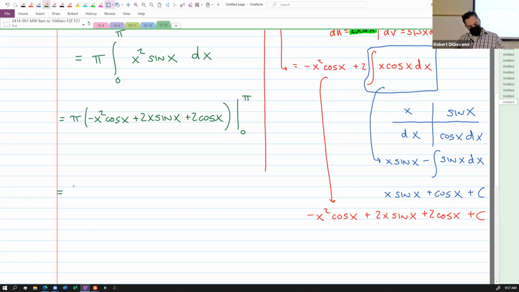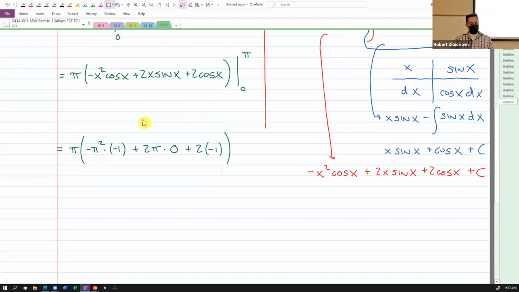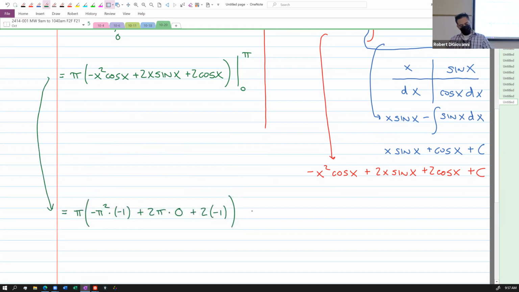All right, here we go. Let's plug in. So first one, when I plug in first pi, I get negative pi squared. What is cosine of pi? Negative 1, plus, okay, 2 pi, replacing the x with pi. What is sine of pi? 0, plus 2, what is cosine of pi? We just said negative 1, right? Do y'all agree with this? Pi here, pi here, pi here, pi here, pi here. Now I need to subtract from that. I'm going to move this down. So subtract from that pi, and then now plug in 0.